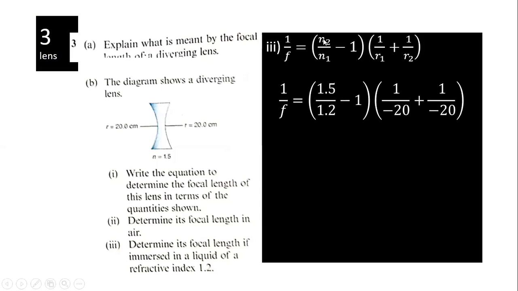Okay, 1.5 is this one, and 1.2 is outside. And then we put minus 20 because this one looks concave. This one is also concave. Okay, can? The others are your maths problem already. Calculate out.